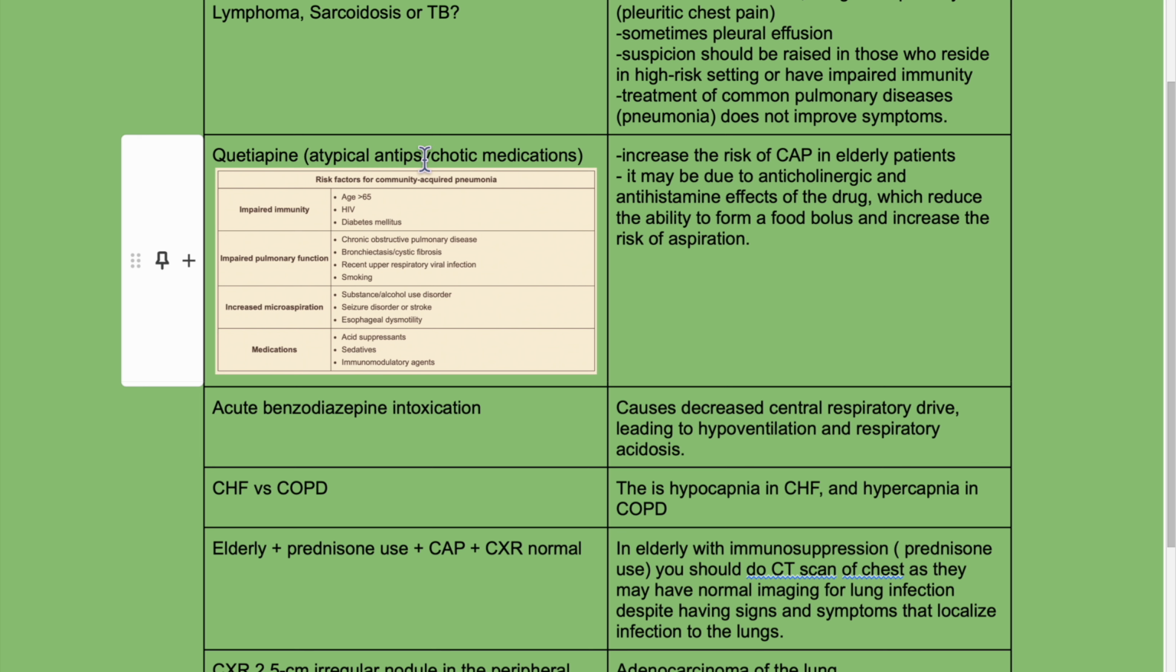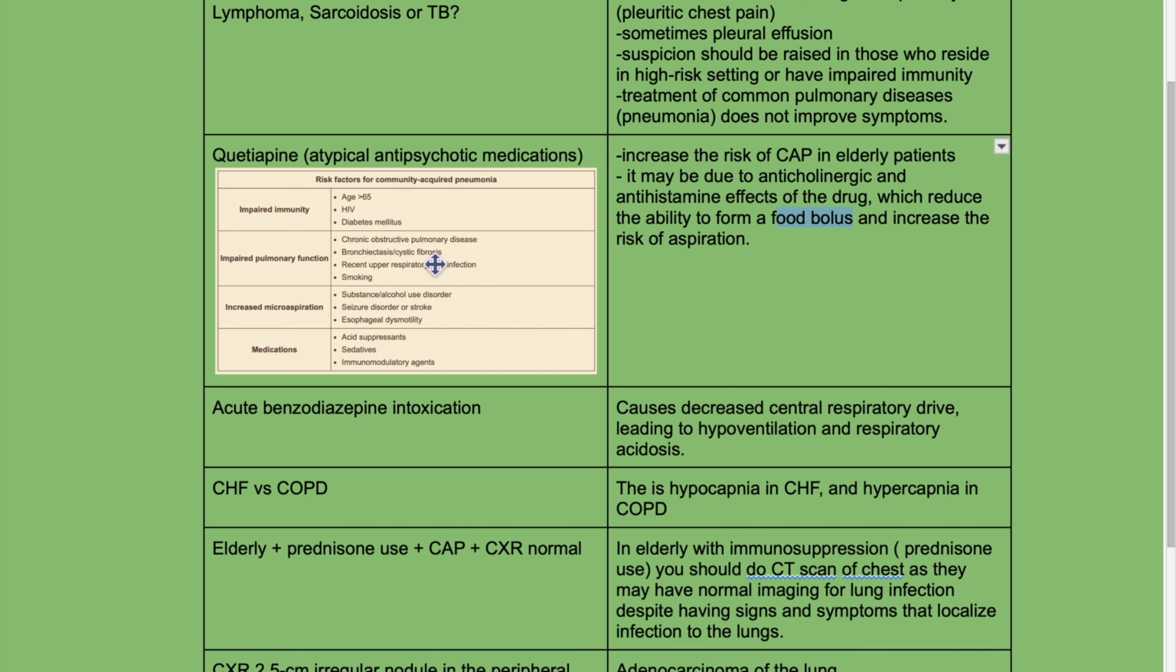Quetiapine, atypical antipsychotic medication. It is okay. This medication increases the risk of CAP in elderly patients. It may be due to anticholinergic and antihistamine effect of the drug, which reduces the ability to form a food bolus and increases the risk of aspiration. So anticholinergic, it dries out the mouth. That leads to difficulty in forming food bolus. That leads to increased risk of aspiration.